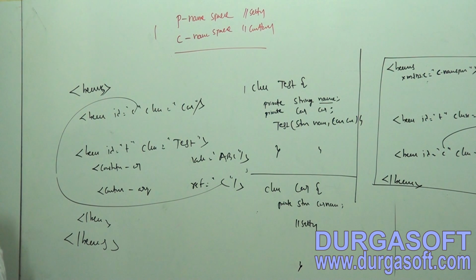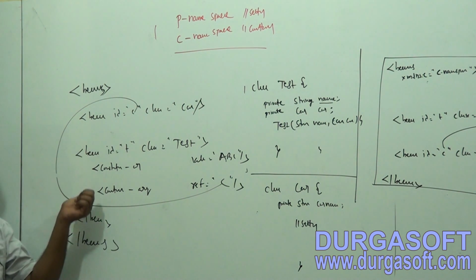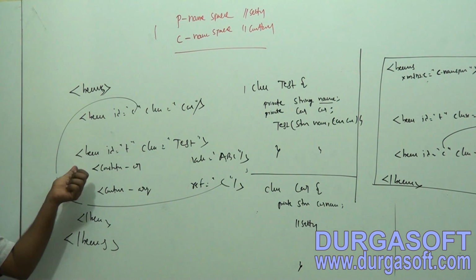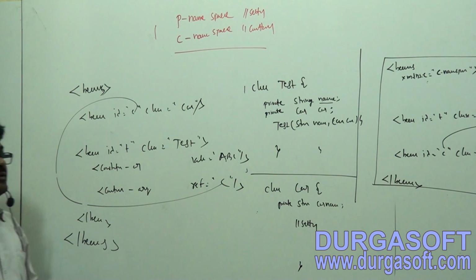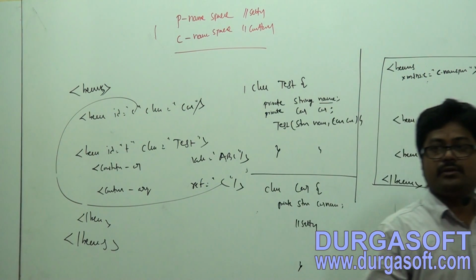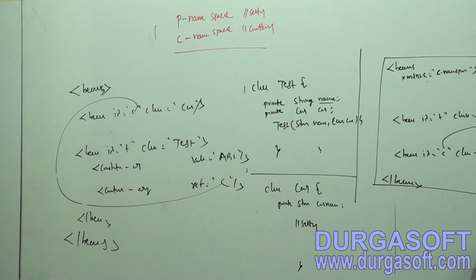Okay. So by using this p and c namespace, we can reduce the number of tag declarations here. By loading this XML file document into your parser, you can reduce the XML processing time. The processing time for that number of XML tags you can reduce.